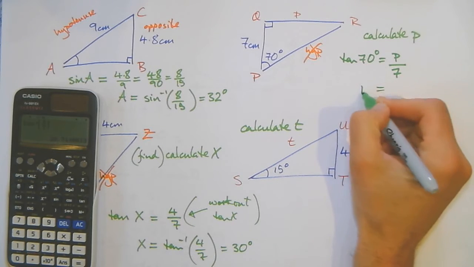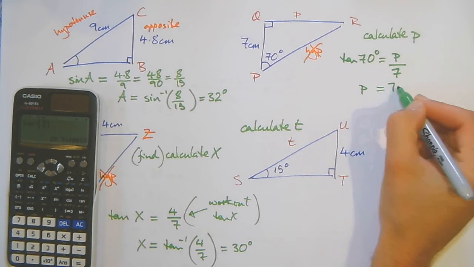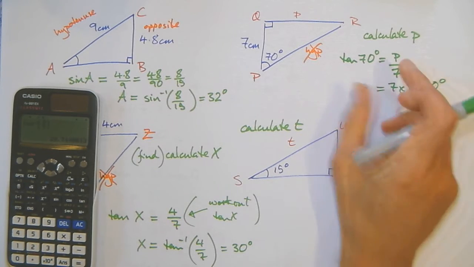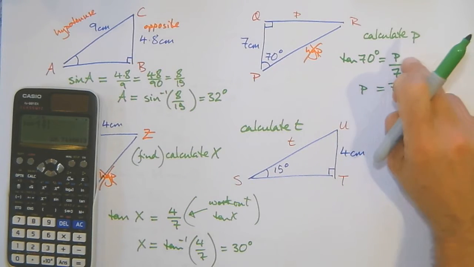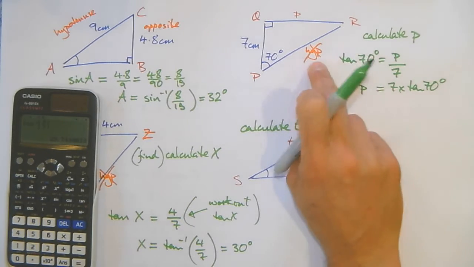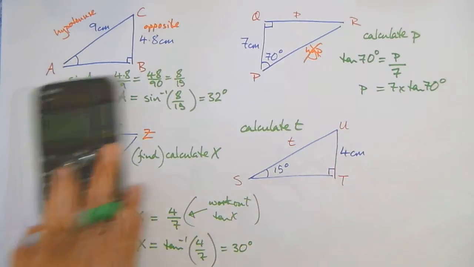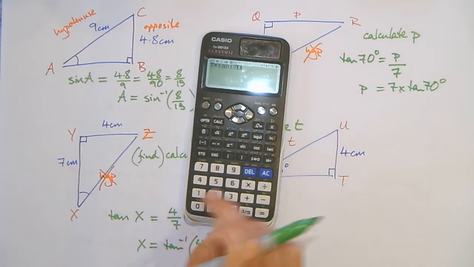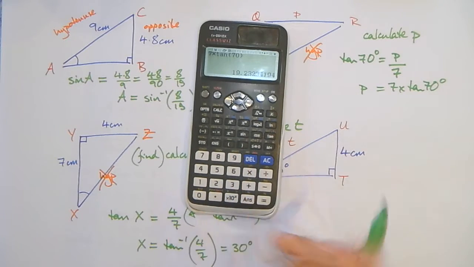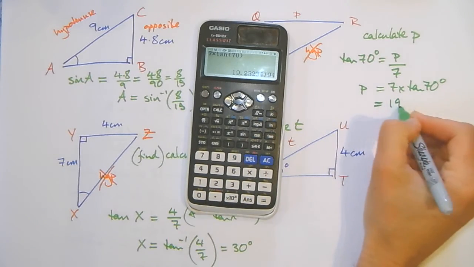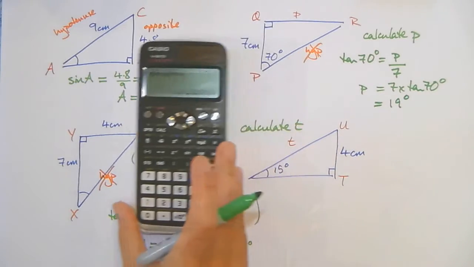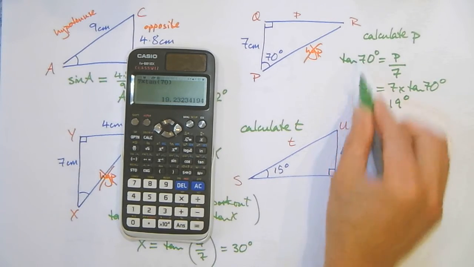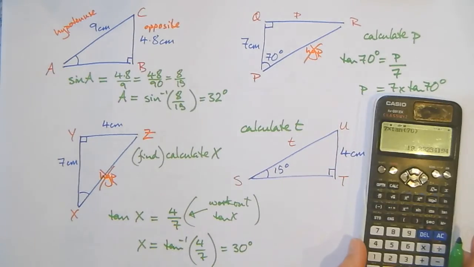and that rearranges, I can multiply that by 7. Oh, and look, I've also swapped it round. It doesn't matter. If you'd written P equals 7 times tan 70, it's the same thing, isn't it? So what do we type in? 7 times tan 70, close the bracket, 19 degrees.